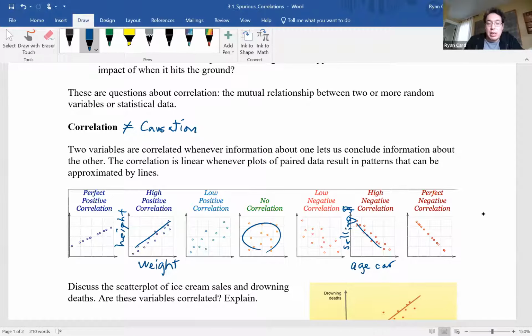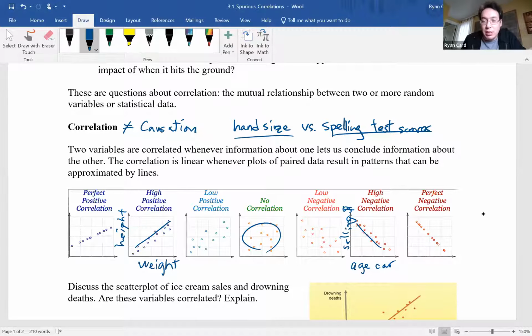My favorite example to demonstrate this idea is about the two variables, hand size versus spelling test scores. So if you record people's hand size, so maybe the measurement between the base of your palm to the tip of your middle finger, and give them also spelling tests and record their scores, they tend to get some positive correlation, small correlation, but there is some correlation. Can you think of a reason why that might be true?